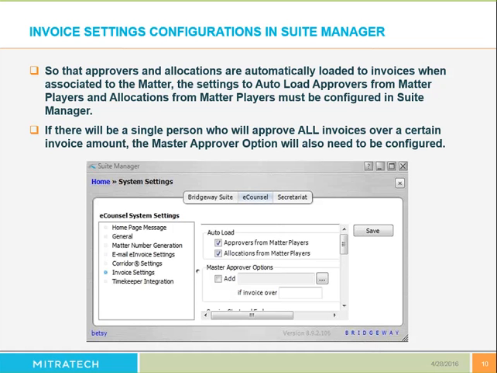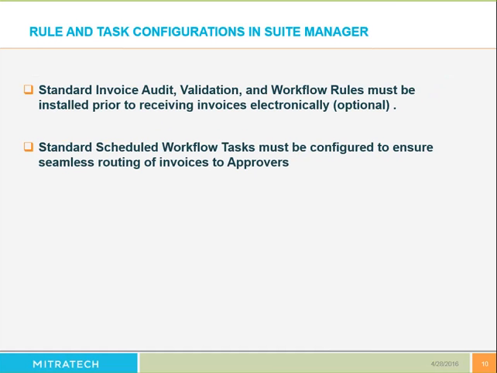If you have a person that will be approving invoices over a specified amount, like a master approver, you may want to add that person here as well by checking this box, selecting them from the selection list, and then indicating when they are to receive the notification if the invoice is over a specified amount.